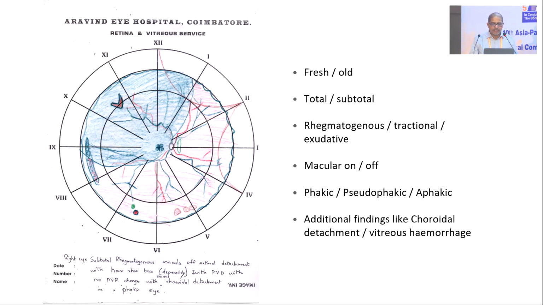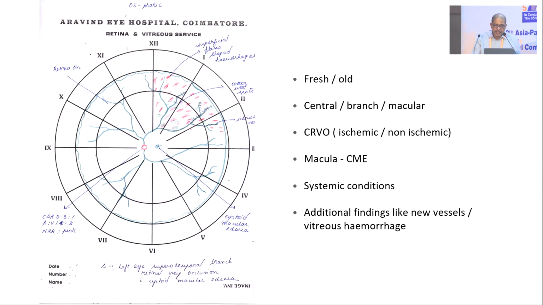Mention first whether it's fresh or old, whether it is total or subtotal, and then what type: regmatogenous or tractional or exudative, and the status of the macula, whether it's on or off, and whether it's a phakic or pseudophakic eye, and then any additional findings like the choroidal detachment. So you have a fresh total or subtotal regmatogenous retinal detachment with the macula off status in a phakic or pseudophakic eye. You can see how one of our PGs has mentioned that in a phakic eye. So when somebody asks for a diagnosis, you should include all these points so that it will tell you in one go what type of RD it is.